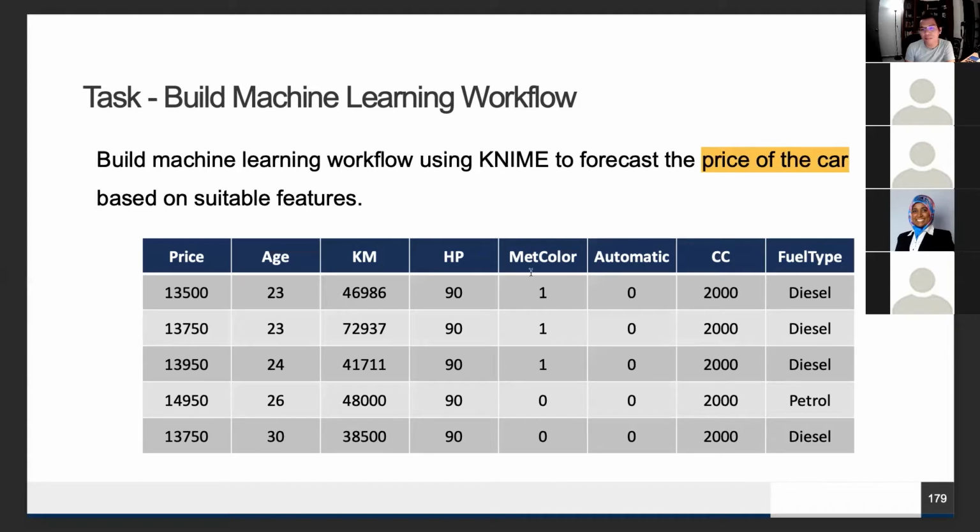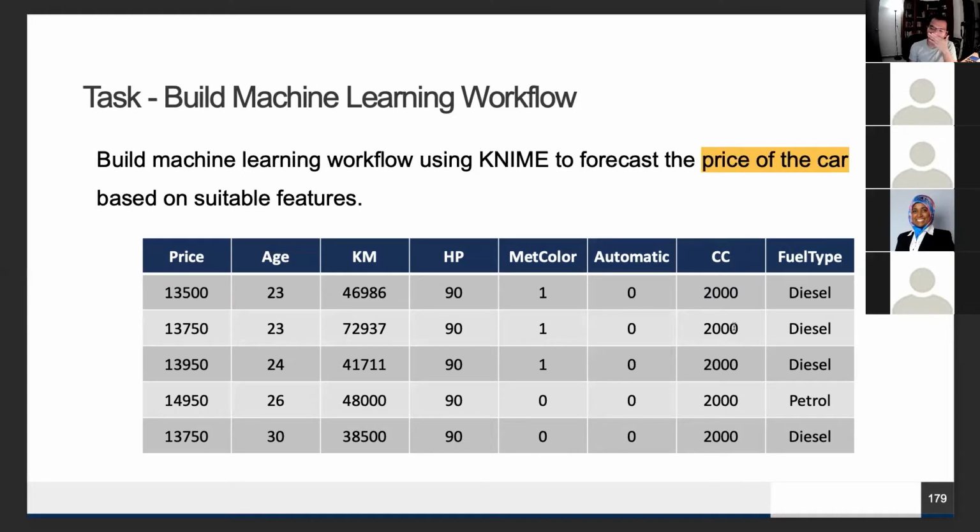Okay, but some inputs, you see metallic color and automatic. Yeah, so input ni satu means metallic color, the car is a metallic color. Zero means non-metallic color. Okay, so they are considered as discrete values. Automatic, zero is not automatic, one is an automatic car. Okay.